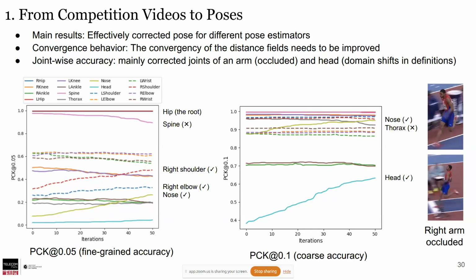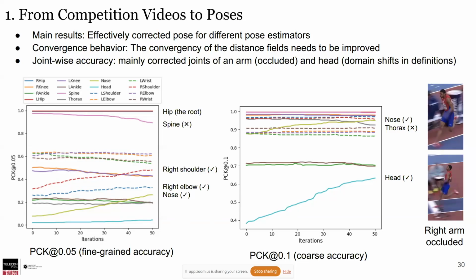So those are right shoulder, right elbow, and the nose. And when we look at the right figure, it's a more coarse accuracy because it's at 10% of the connections. So we see that head and the nose also get increased. But because in this model we use AlphaPose, which already predicts good poses, most of the joints don't improve that much. It is a very understandable thing.